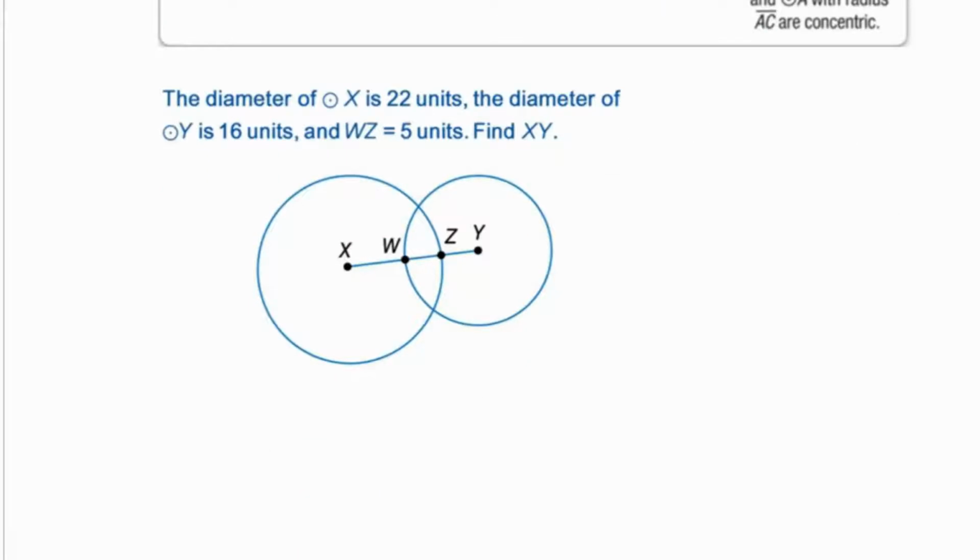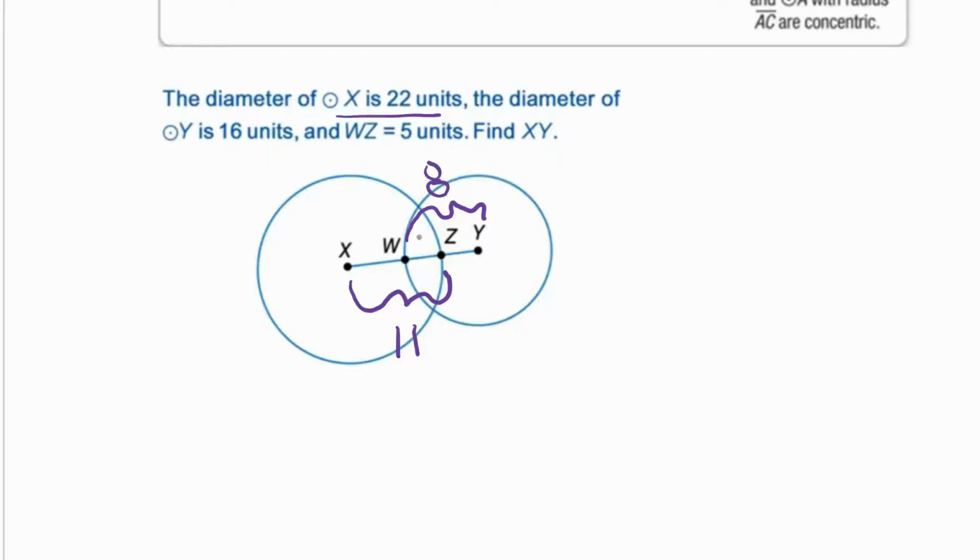To do a problem like this, I would mark as much information as you can, and then determine what you need to find. This tells us that the diameter of circle X is 22 units. XZ would then be the radius of circle X, so it would be half of 22, which is 11. They give us that the diameter of Y is 16 units. WY here is the radius, so that would be half of 16, which is 8.